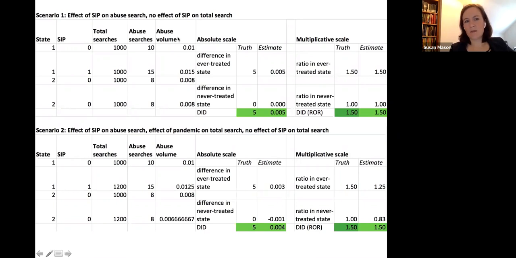But what we end up getting is this abuse volume, which is this number divided by the total number of searches. So we ran a bunch of different examples where we manipulate the total searches so we could understand what the truth is that we want to get at, and whether the simplified version of the model with abuse volume gets us anywhere close. Here we found that even if the pandemic affects total search volume, i.e., even if search volume is going up in both SIP states and non-SIP states, so here it goes from 1,000 to 1,200 in both cases, the estimate on the additive scale starts to get off from the truth, but on the multiplicative scale, we can recover the truth, because the total searches get essentially canceled out by being in both the numerator and the denominator.